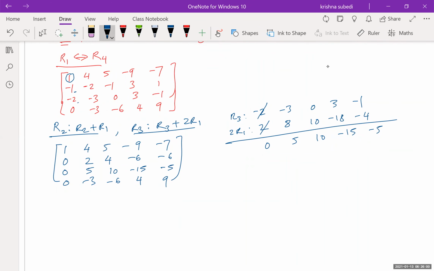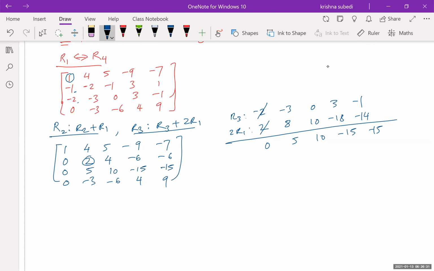Now our goal is, you see this one is our pivot. Professor, when we do the 2R1, we are going to get 2 times 7, 14, but you accidentally wrote 4. Yes, I was checking how many of you are paying attention. Thank you so much. This is -14 and -1 will be -15. Thank you.